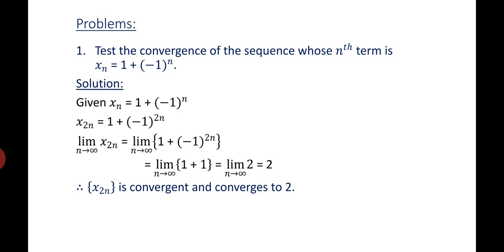Let's take the limits on both sides as n tends to infinity. So limit n tends to infinity, x2n is equal to limit n tends to infinity 1 plus (minus 1) to the power of 2n. You know 2n is an even number. So as and when n takes a value, minus 1 to an even power is always plus 1. So we get limit n tends to infinity, 1 plus 1 is equal to 2. We conclude that therefore x2n is convergent and converges to 2.